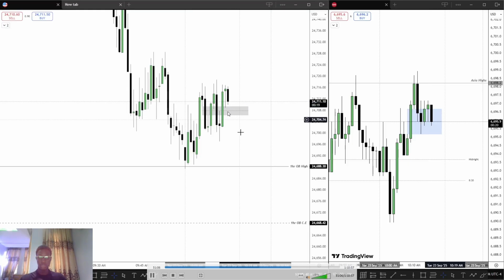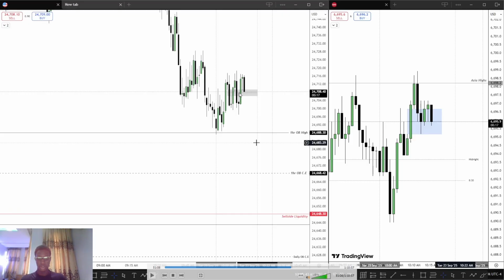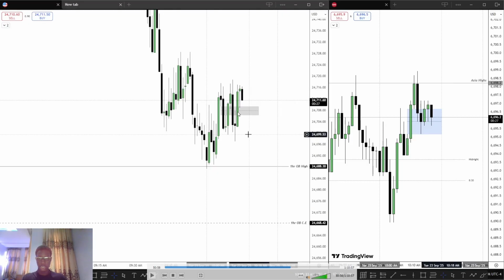the consequent encroachment, because if you notice here, the consequent encroachment of this gap is literally just another fair value gap here. Yes, you can see there is a little gap here. So if price goes below the consequent encroachment of this gap here, that's basically us inversing this little fair value gap here. So that's what I was waiting for exactly to happen.